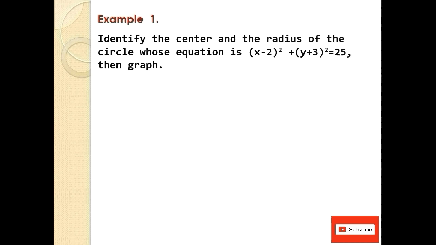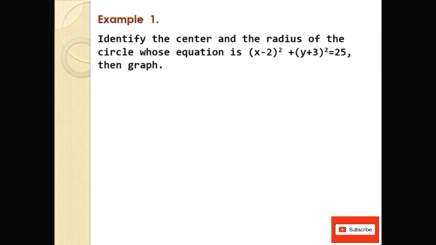Example number 1. Identify the center and the radius of the circle, whose equation is quantity x minus 2 squared plus quantity y plus 3 squared equals 25. Then graph.